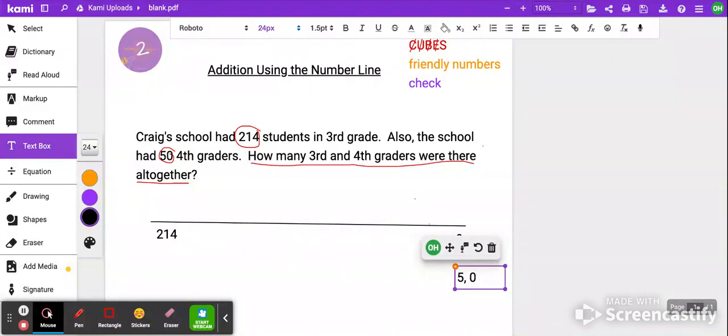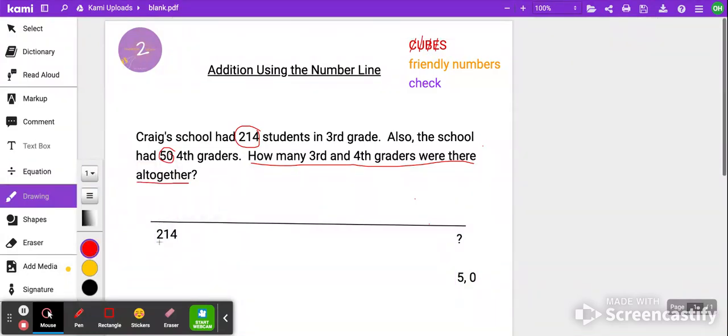If you've watched any other videos, you will see that we get the friendly numbers in the same way. We either add to get a friendly number or we subtract to get a friendly number because it's just easier to count by 5s or 10s. So here we're going to start with 214.